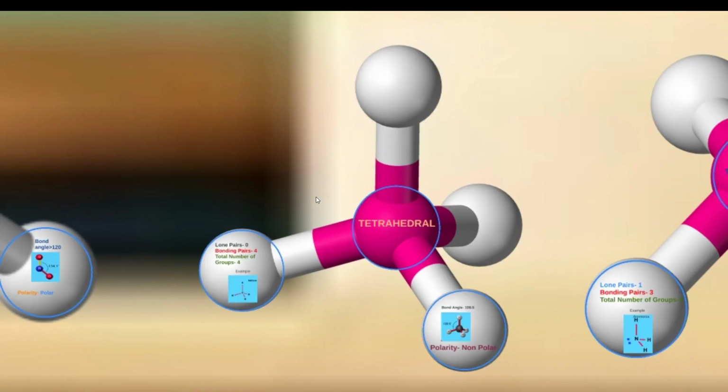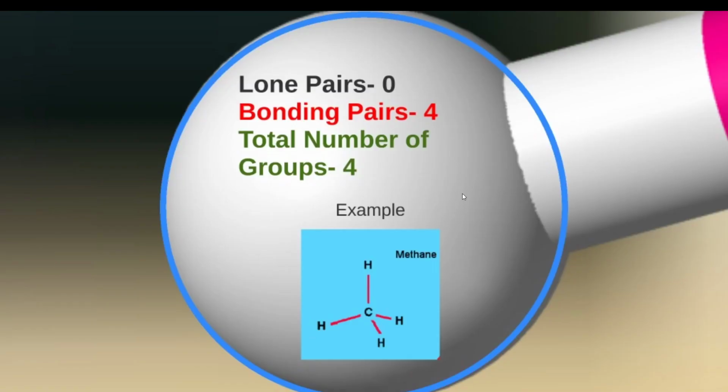Okay. The next shape is tetrahedral. And remember, this is supposed to be a three-dimensional shape. Notice that it has the 4 bond angles coming off. Initially here, we can take a look and see, hey, there's 4 bonding pairs. There's 4 total groups.